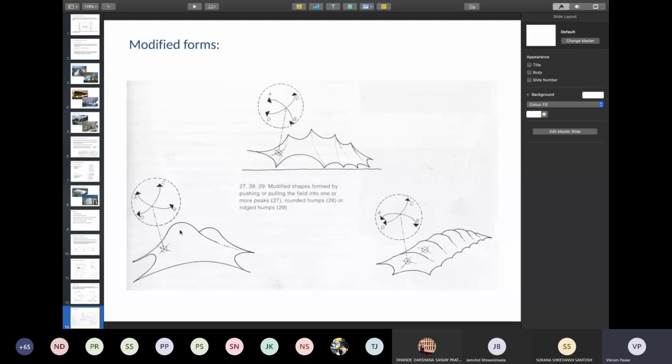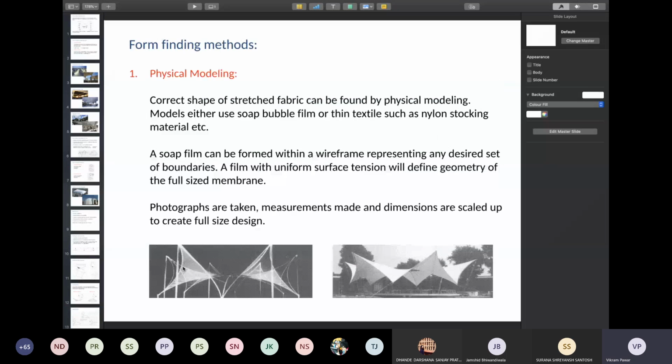Whereas you have domes which can be lifted up, and again, in this portion, you will have completely synclastic surfaces, but on the lower side where they are anchored down, you will get anticlastic surfaces. Yeah. So how do you find forms? So there are different ways.